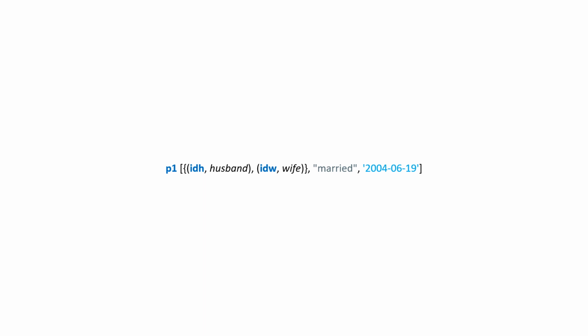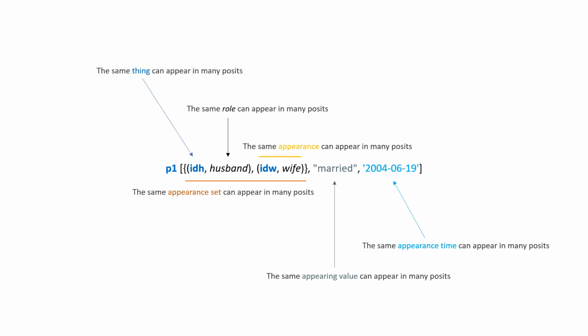So, the elements that build up this posit can of course appear in other posits as well. It's quite possible for this very thing that we've named IDH to appear in many other posits. This particular role could also appear in other posits. This value could appear in other posits. This time point could appear in other posits. This whole appearance set can appear in many different posits.